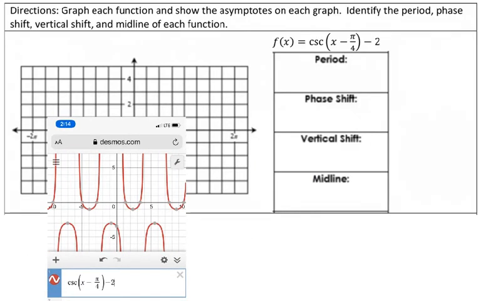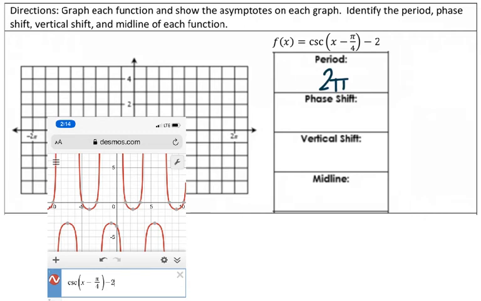Now we're going to graph the functions and show the asymptotes on the graph. We're going to identify the period, phase shift, vertical shift, and midline of the function. Don't worry about showing the asymptotes, because if you draw me the graph, then you've obviously showed me the asymptotes. The period, remember, is found by doing 2 pi divided by the absolute value of b. The number in front of x is 1, so it's just going to be 2 pi. So we're good with that.